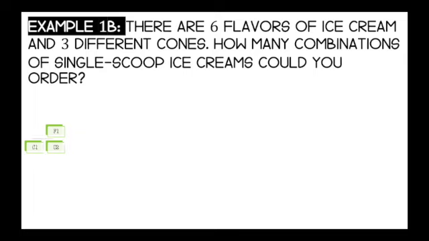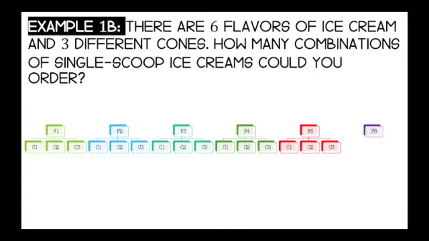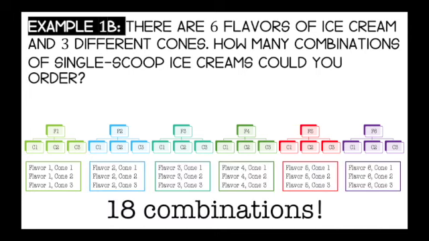So we have flavor 1 with 3 different cones, flavor 2 with 3 different cones, flavor 3 with 3 different cones, flavor 4 with 3 different cones, flavor 5 with 3 different cones, and last, flavor 6 with 3 different cones. So if I think about all of those together, I have 18 combinations of possibilities there, and they're all listed.